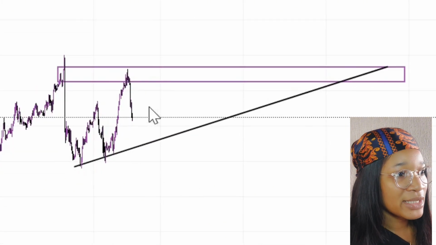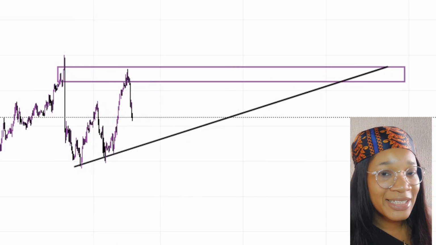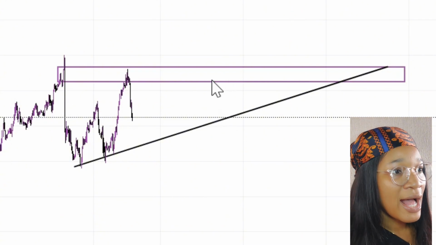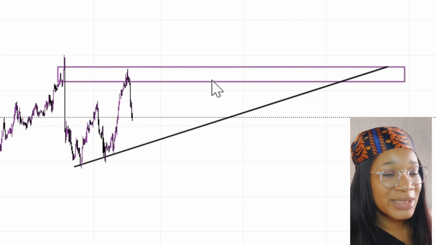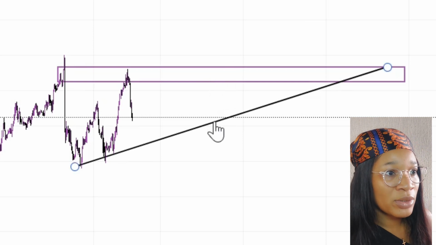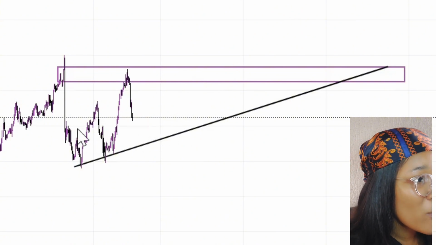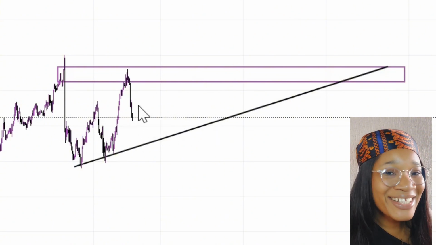So if that be the case, number one, I've identified my key levels. The trend line indicating my support level, and the rectangle showing my resistance level. My support level, my resistance level. So I do not want to be trading anywhere within this range that price is forming. I do not want to be trading anywhere inside of it.